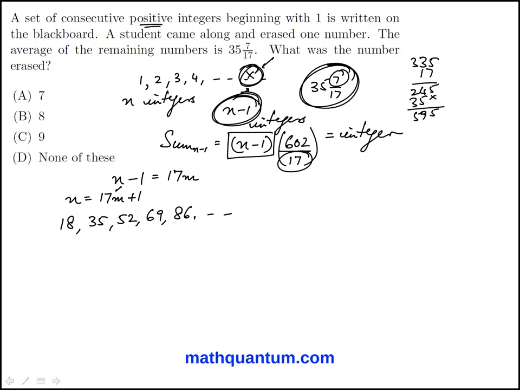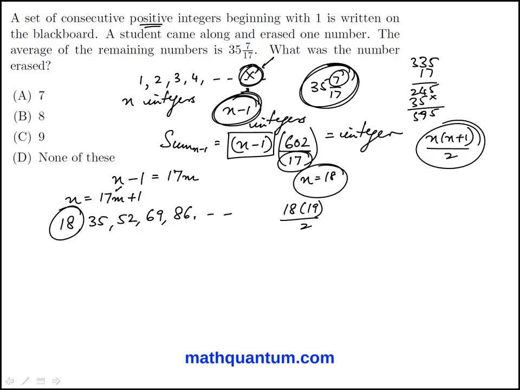We can start with, let's say, n is 18. Then we know that the sum of those 18 integers would be 18 times 19 over 2, using the n(n plus 1) over 2 expression. Then I take out one number, x, and divide by the remaining numbers, which is 17, and this needs to turn out to be the average, 602 over 17. We'll see if x turns out to be an integer between 1 and 18, then that would be the answer. If it's not, then we have to choose a different value.